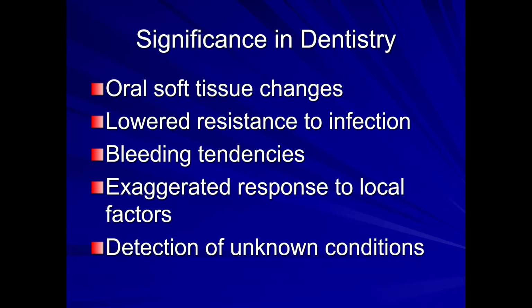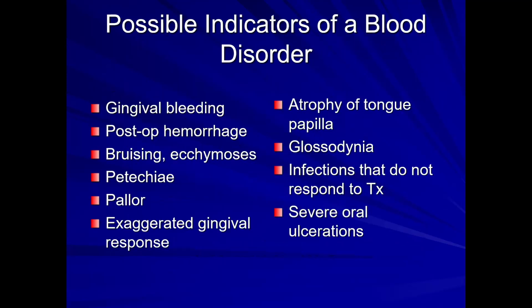So possible indicators of a blood disorder, which is kind of what we were just talking about too. So gingival bleeding, a lot of times it's out of nowhere. Post-op hemorrhage, where you just can't get them to stop bleeding. They might have history of bruising easily. So that's the ecchymoses. The petechiae, which are those little pinpoint bruises. Pallor, so the tissue is very, very pale. Again, that exaggerated gingival response.